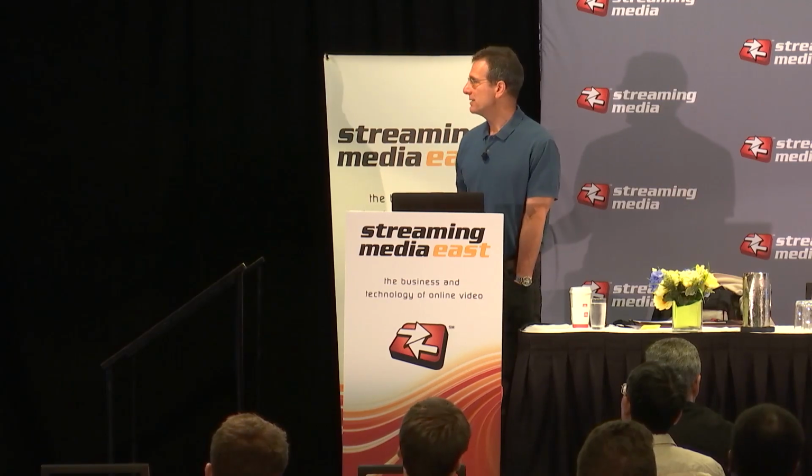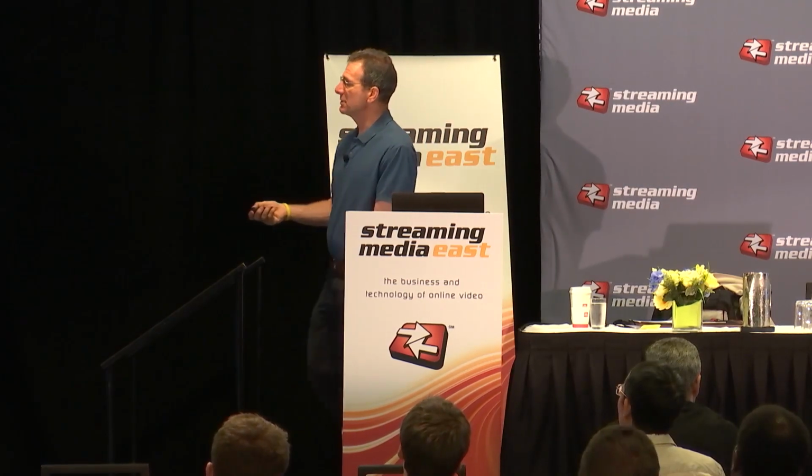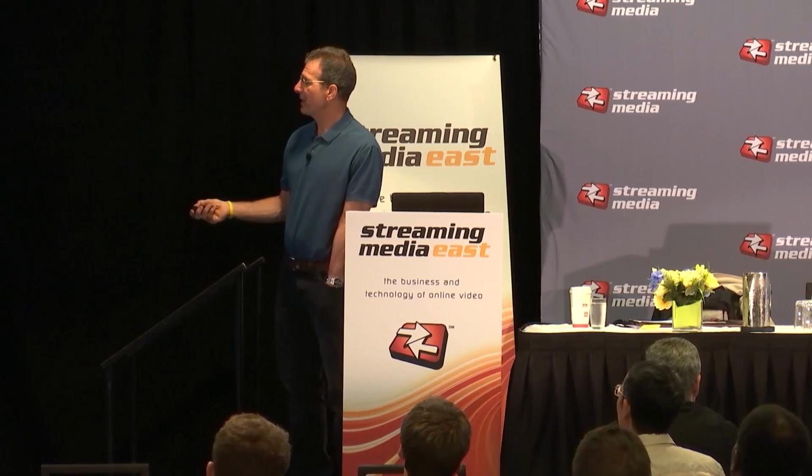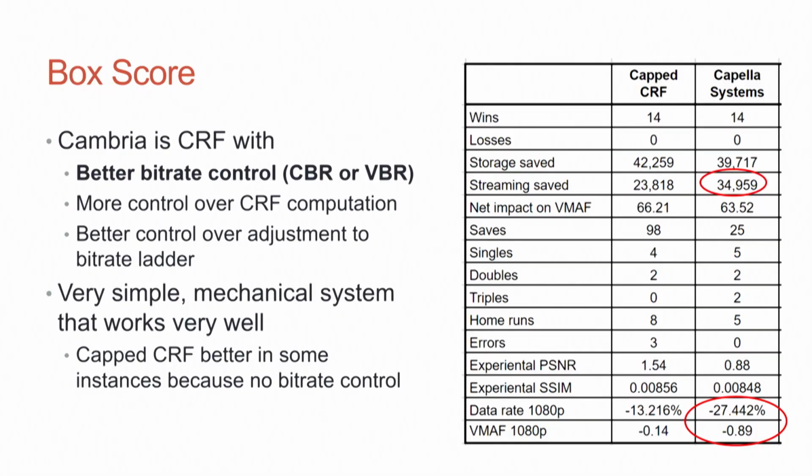And why does CapCRF have a better impact on VMAF? Because CapCRF doesn't have the traditional bitrate controls. If you've got an easy to encode clip or hard to encode clip, it kind of varies by clip, but in some instances you're going to get a better result with CapCRF than you will with traditional CBR or VBR. That's just the way it is. So that's why CapCRF does better than Capella Systems overall.